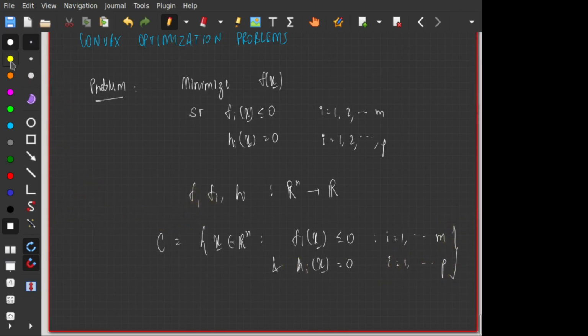Okay, so this is our constraint set. So the set of all points in Rn that satisfies all my constraints, right? It's an AND operation. So all of these constraints have to be satisfied. Sometimes this is also called the feasible set. So we can use them interchangeably.